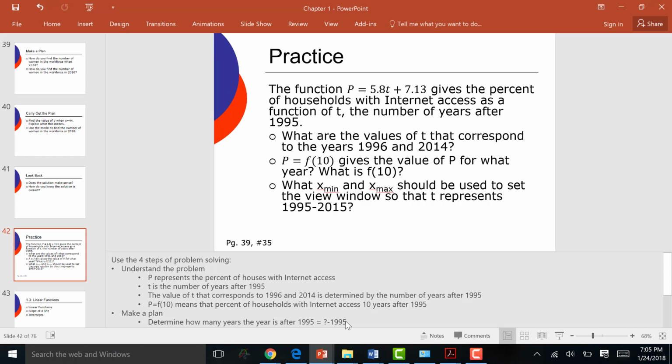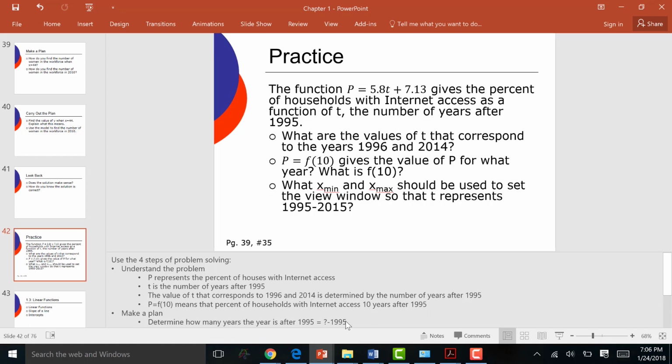So they want to know for the year 1996, what is the corresponding T value? I want to make sure you guys understand what I'm saying. T is the number of years when? After 1995. So how many years is 1996 after 1995? 1 year. How did you get that number? You subtract. 1996 subtract 1995 gives you. Okay, so here is for 1996. What's my T value? 1.